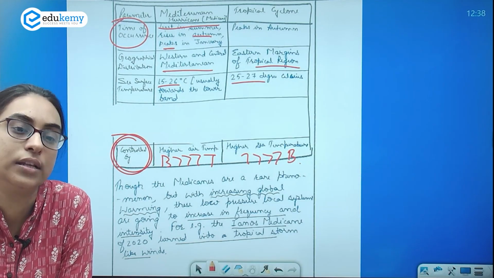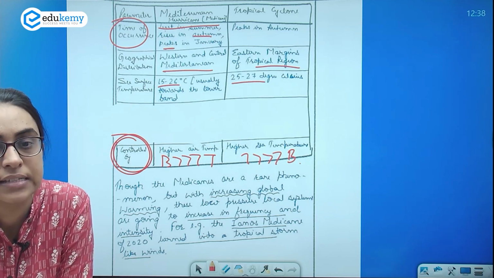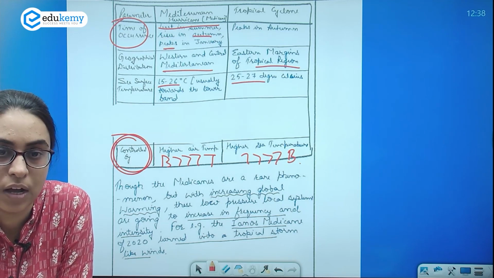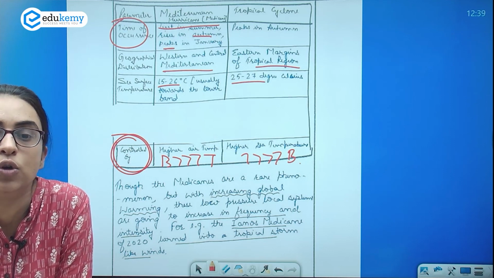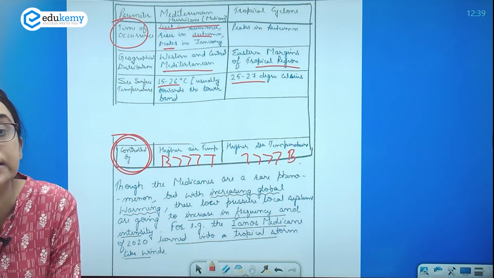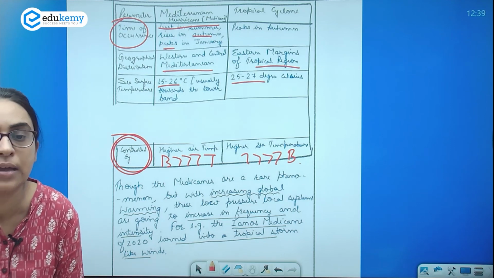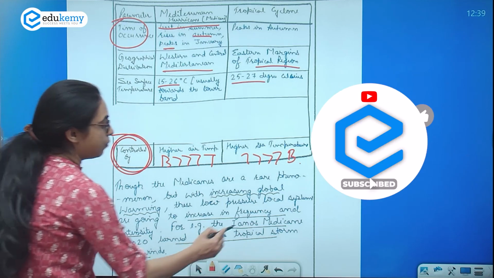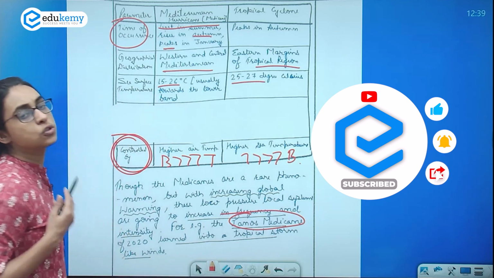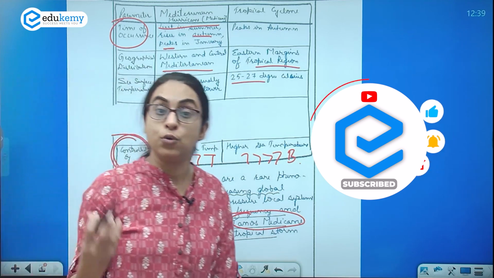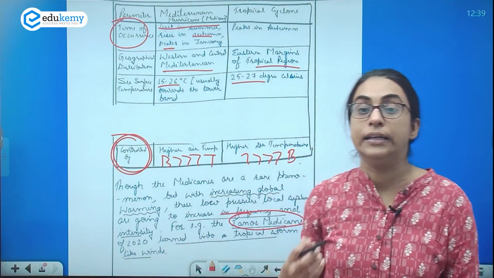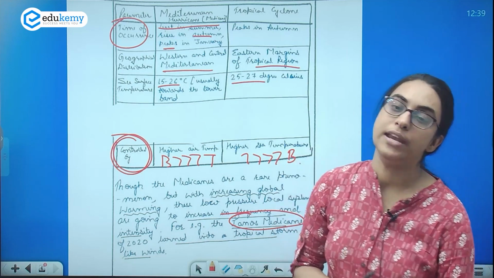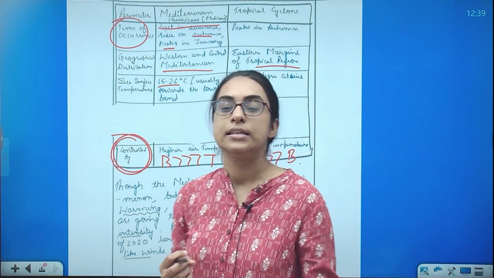And then you can say that though Medicanes are rare phenomena, with increasing global warming there is an increase in the frequency of Medicanes. Then you can give an example of the Ianos Medicane. So they were once rare, but in future there is a high probability that we can see more Medicanes, like we've seen with cyclone Ianos.